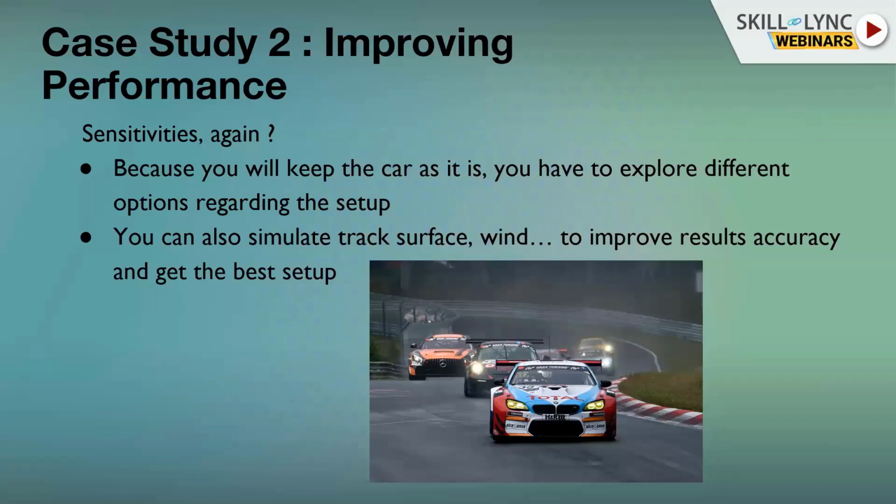And it's also a good indication when you are preparing a race weekend. If, for example, on the weather, you see that there is a lot of wind on the straight line, or a lot of wind on each corner, you can adapt your setup according to your simulation. So the purpose of that kind of case study is to be adaptable regarding the conditions of the racetrack.